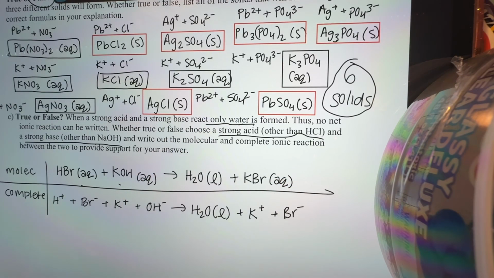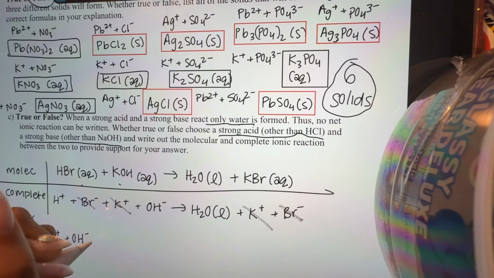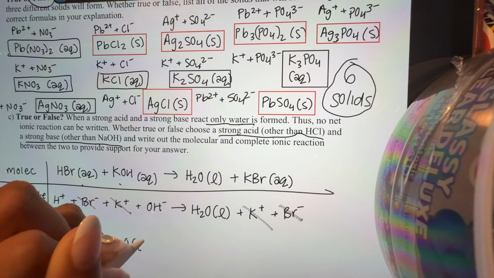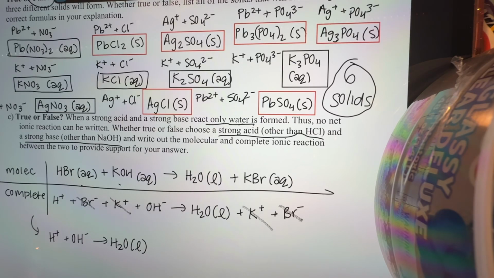Now, they want to know if no net ionic reaction can be written. I believe that's false, because the spectator ions in this case are K plus and Br minus. So once those are taken out, my net ionic reaction would just be H plus plus OH minus gives you H2O liquid. So I really don't get why they're saying that no net ionic reaction can be written. I think this is the net ionic reaction that can be written. So I'm going to go with false on this. That's my explanation.